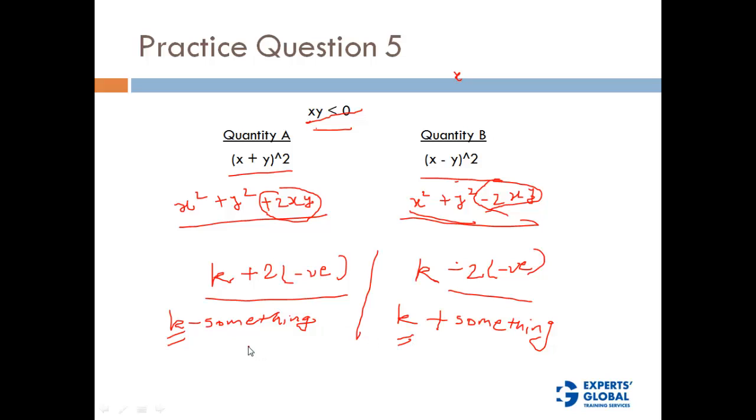On the left hand side we have k minus something, on the right hand side we have k plus something. So we don't need to worry about what that value is, but we can always say that the quantity on the right hand side is going to be greater. So we will say (x minus y) square is greater than (x plus y) square. The answer here is B.